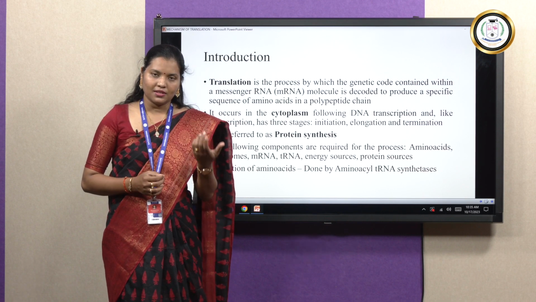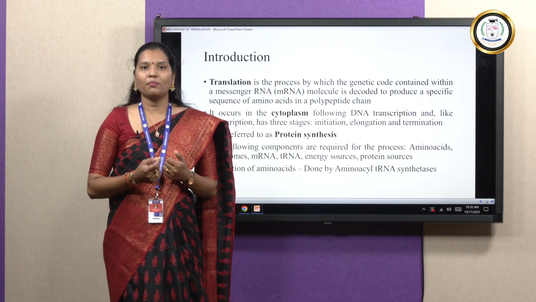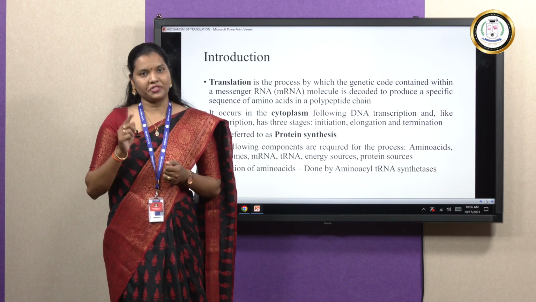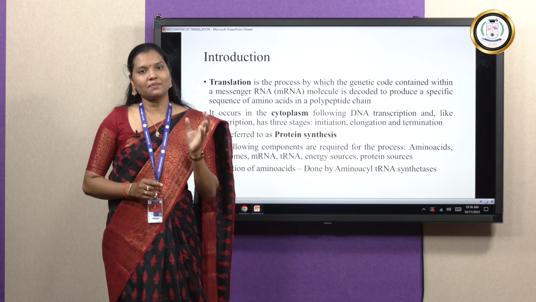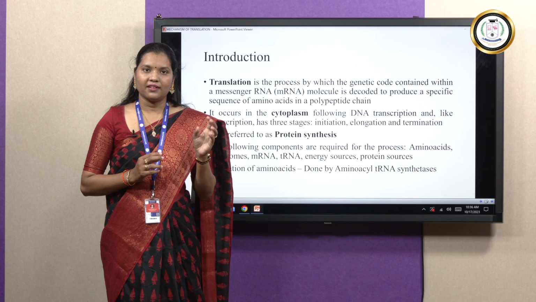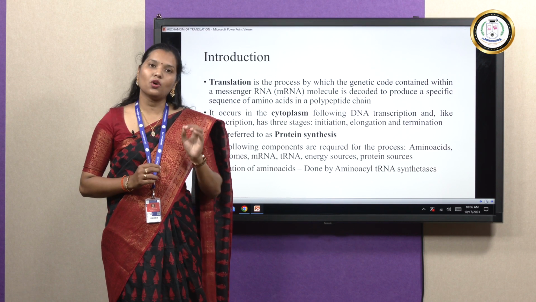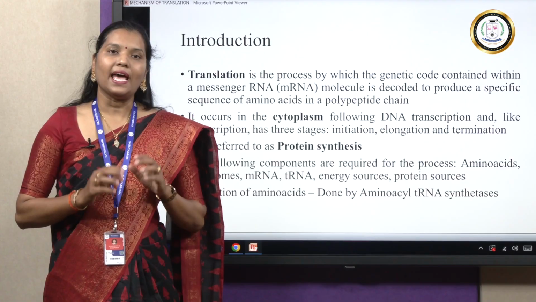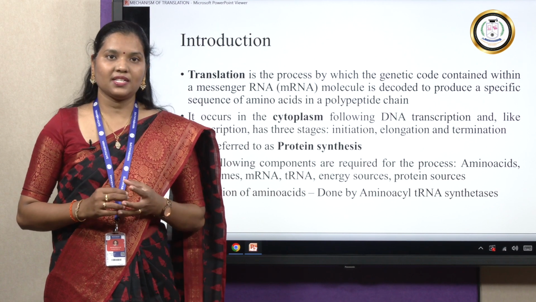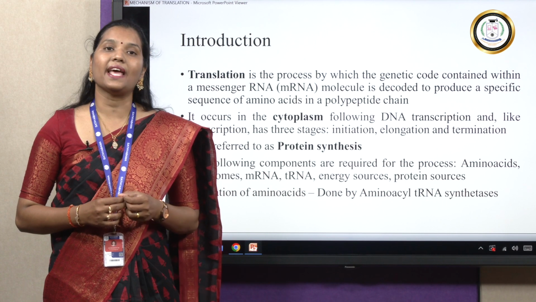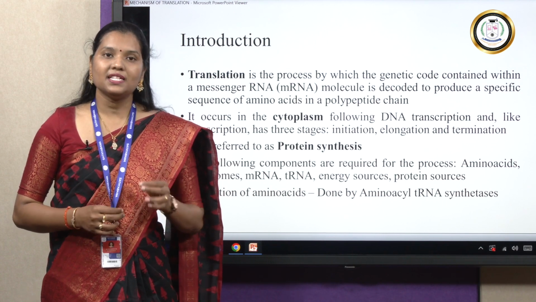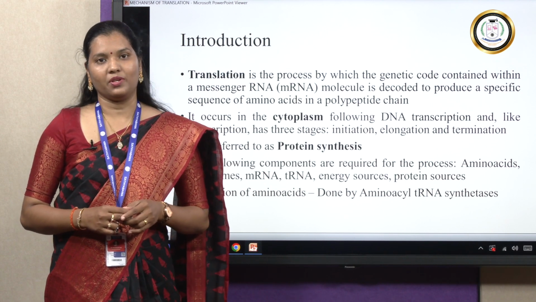Usually the amino acid makes a complex with ATP along with a particular enzyme, and this complex is transferred to the acceptor arm of the tRNA, that is the 3' end of the cloverleaf structure of tRNA. This tRNA is an activated tRNA, or you can also call it aminoacyl tRNA, which contains an activated amino acid, and this process is called activation of amino acids.